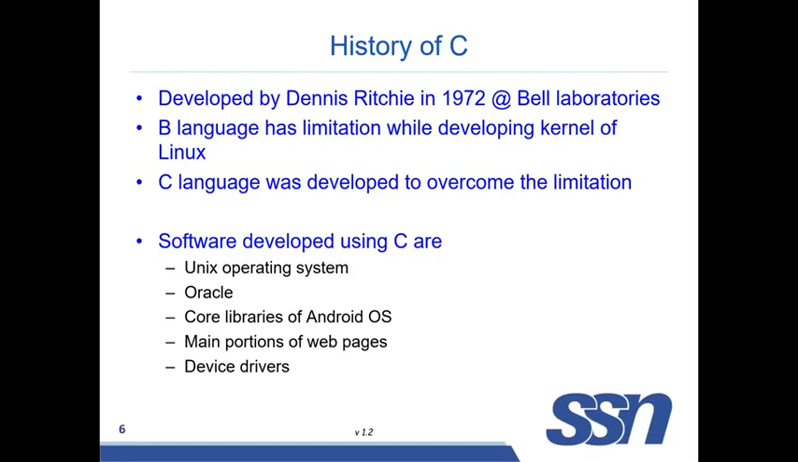When it is being used for that purpose, they had some limitation, and that's when the C language was developed in order to overcome that limitation. So later on, this C language became very popular and powerful, and it's being used for developing a lot of other software also. Some of the software which are developed using C are Unix operating system, Oracle, core libraries of Android OS, main portions of web pages, and device drivers. So it's interesting, right? This is a very powerful language which we are going to study in this course.